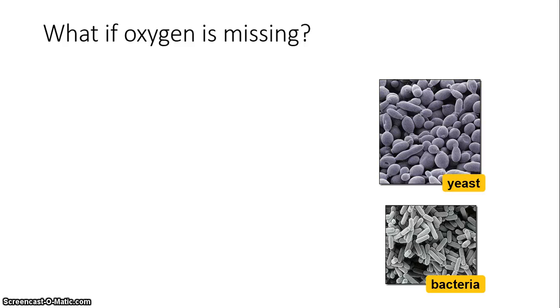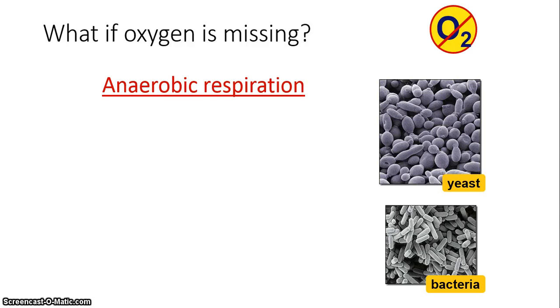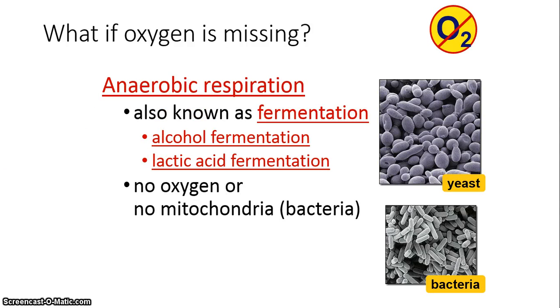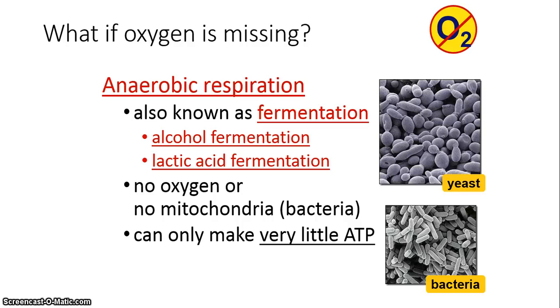So let's look at what happens if there's no oxygen. If there's no oxygen available, you go to anaerobic respiration, so without oxygen. Also known as fermentation. The 2 types you need to know about are alcohol fermentation and lactic acid fermentation. And this will happen if there's no oxygen or no mitochondria. The problem with anaerobic respiration is that you can only make very little ATP. And so it's not really a viable source of energy.